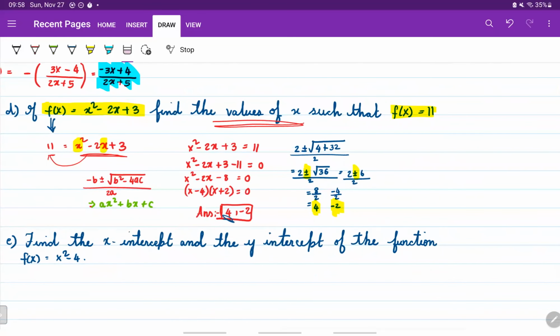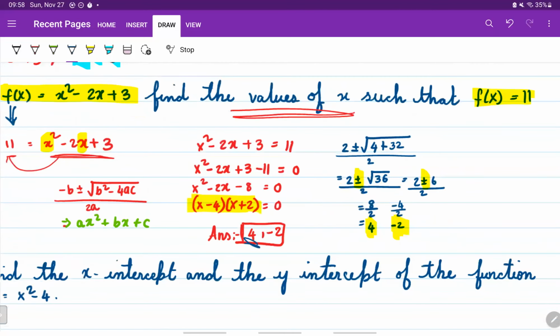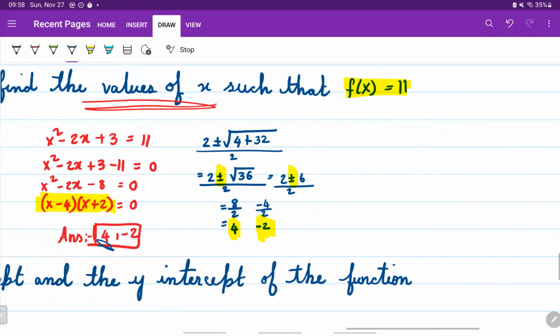As I said before, we can also directly factor this instead of doing the quadratic formula. And how would you do that? So here our quadratic equation is x squared minus 2x minus 8.